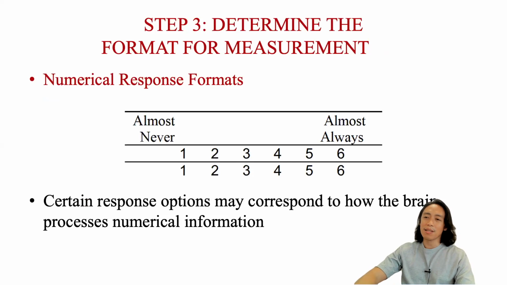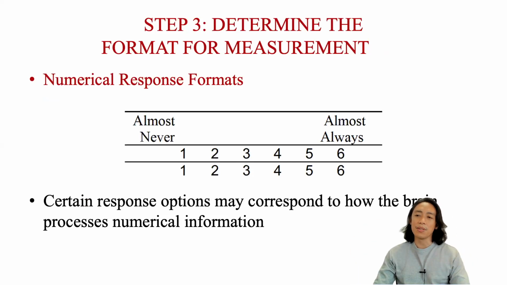The next one is the numerical response format. Again, it's quite similar to the visual analog. We have a pair of phrases here, almost never and almost always, that represent the ends of a continuum. Between almost never and almost always, you have an array of numerals, and the respondent is instructed to choose which among 1, 2, 3, 4, 5, and 6, which among these numbers along the continuum represents how frequently or infrequently they have done or thought about a particular thought or behavior. This is a very good kind of response set because they say that this corresponds to how we process numerical information.